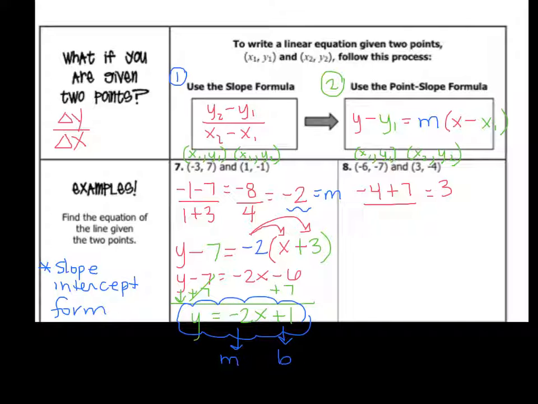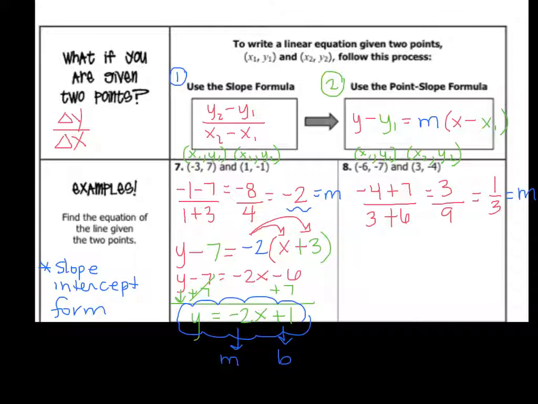Then I'm going to ask myself, how do I get from negative 6 to positive 3? Well, that would be going up 9. But if you don't feel comfortable with that, you can use the formula. 3 minus a negative 6 would equal 9. And then that reduces to 1/3. So I've now found my slope.